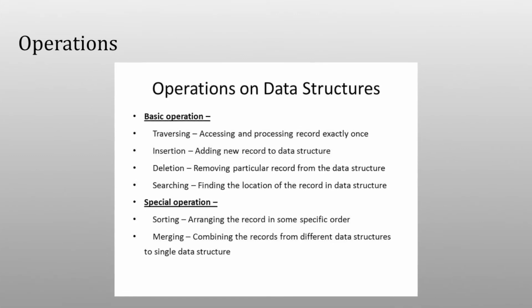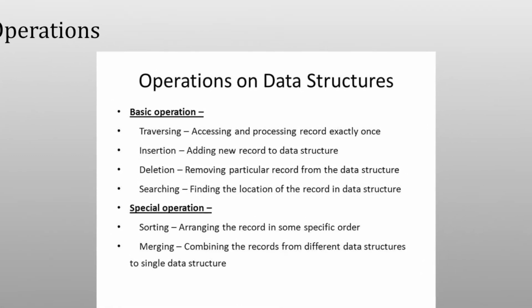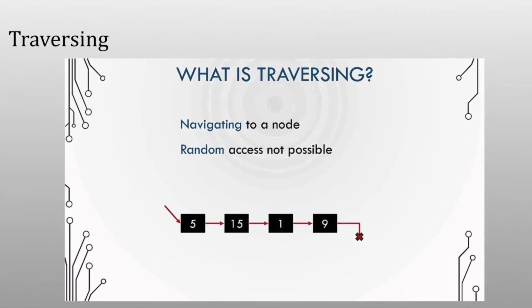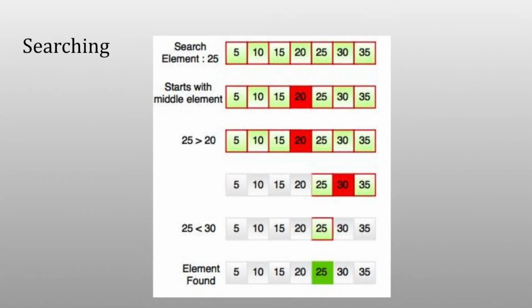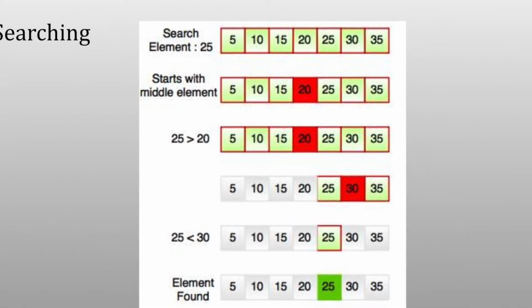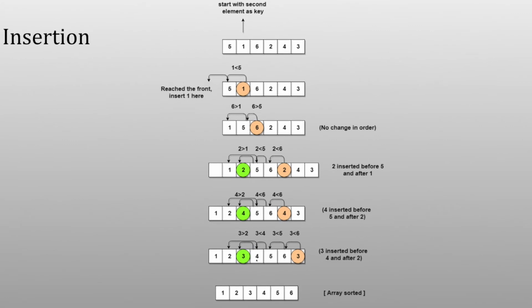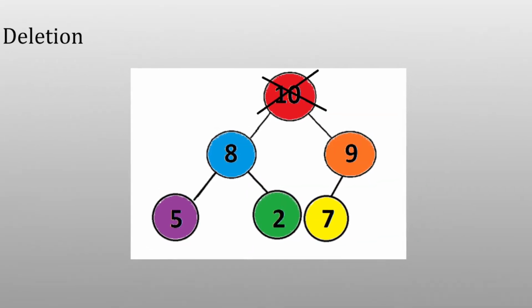So, what are the basic operations used for the data in data structures? Basic operations include traversing, which is printing all the array elements one by one, searching, which is essentially searching for an element using the given index or by the value. Insertion is adding an element at the given index. Deletion is deleting an element at the given index.